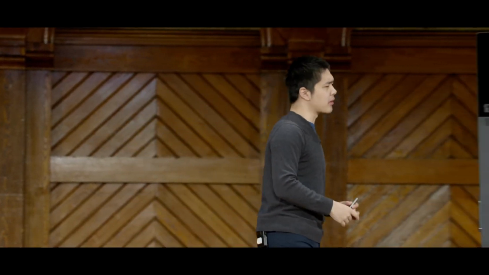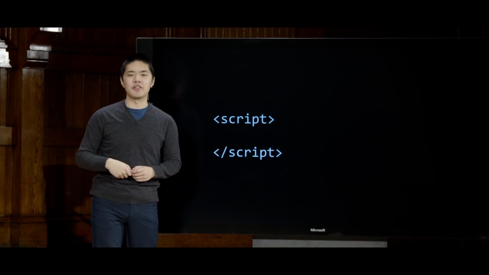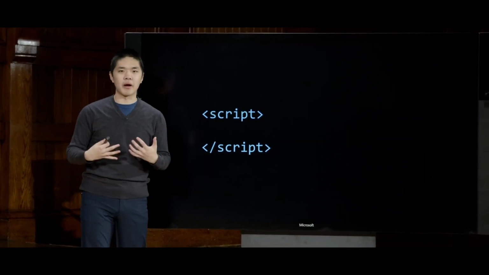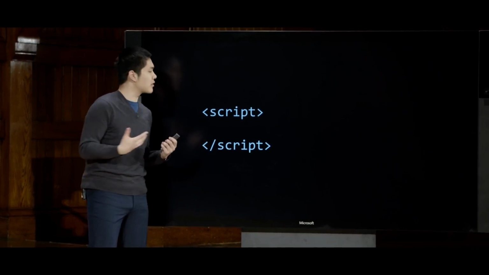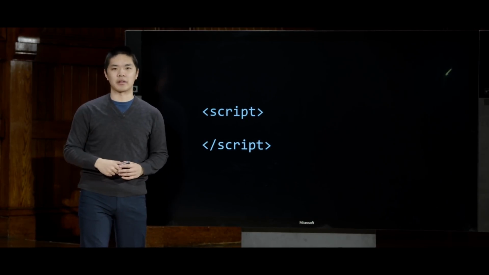In order to add JavaScript to a web page, it's as simple as including some script tags that are often located inside of the HTML page itself. When we use these script tags, we're telling the browser that anything in between these script tags should be interpreted, in this case, as JavaScript code that the web browser is then going to execute.